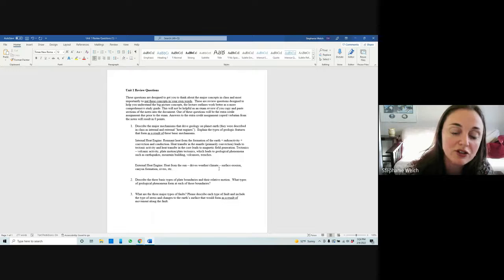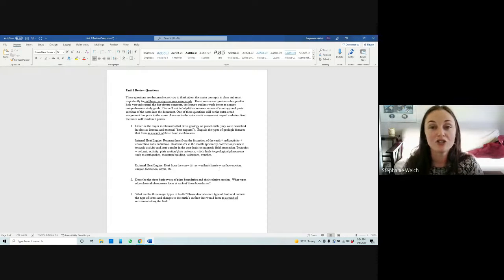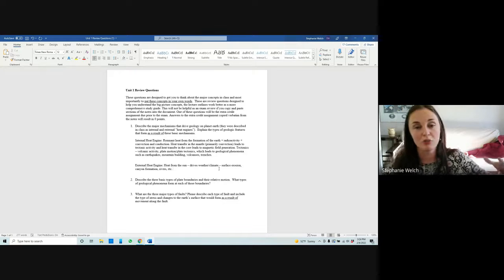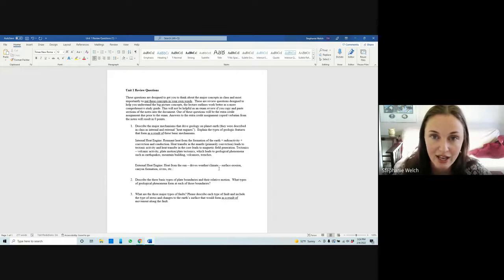Then both the internal and external heat engines are driving geology. And so that's why I start the class with this really broad idea that when you boil everything down and say, why is geology happening here and not on Mercury?